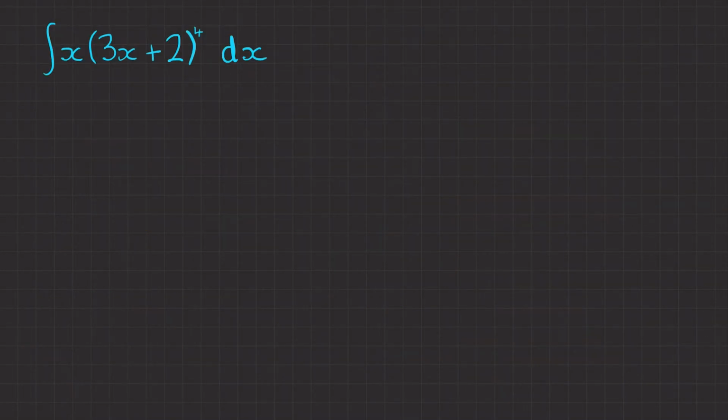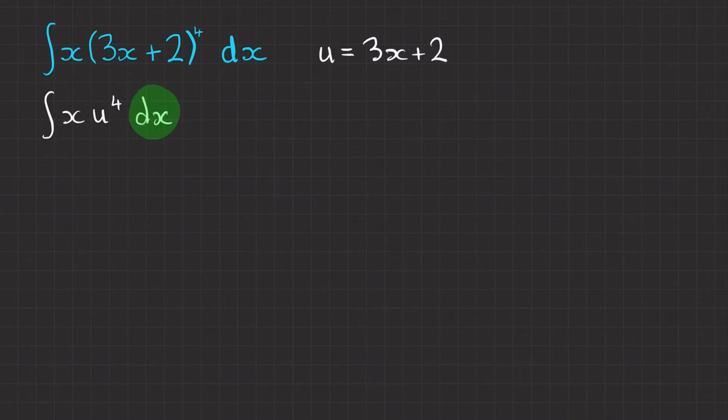Stepping it up a notch, we've got a slightly trickier question here which will become apparent in a moment. Well, firstly, we've got this function of a function. So we've got our u value, which is 3x plus 2. We'll rewrite our integral with our u value substituted in. We need to replace this dx with an equivalent du. So what we'll have to do is differentiate this u term here. So that will become du by dx equals 3.